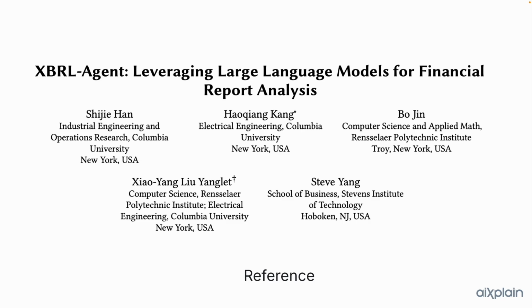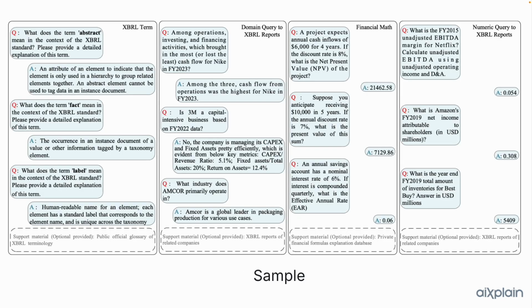This is the paper that we use as reference: XBRL Agent, leveraging large language models for financial report analysis. The paper aims to respond to 4 kinds of questions. The first one is to answer questions about financial terms, such as XBRL terms like abstract, facts, and so on. The second kind is to answer domain queries with information that is in XBRL reports, such as what is the cash flow for Nike in the fiscal year of 2023.